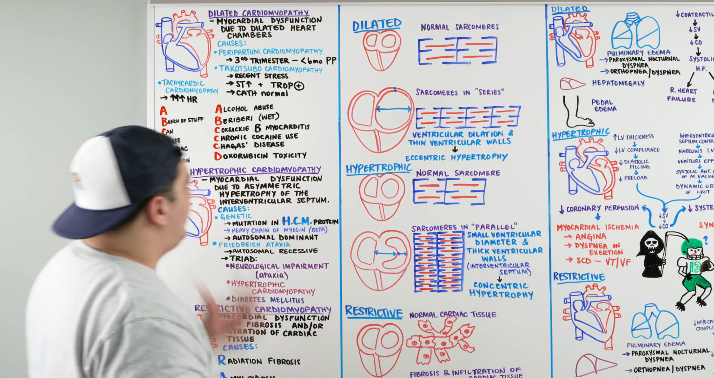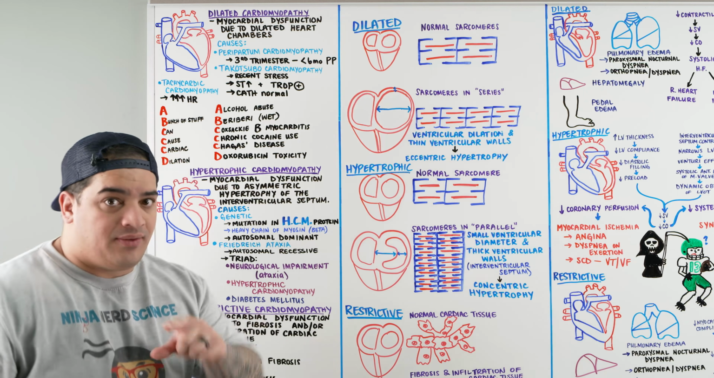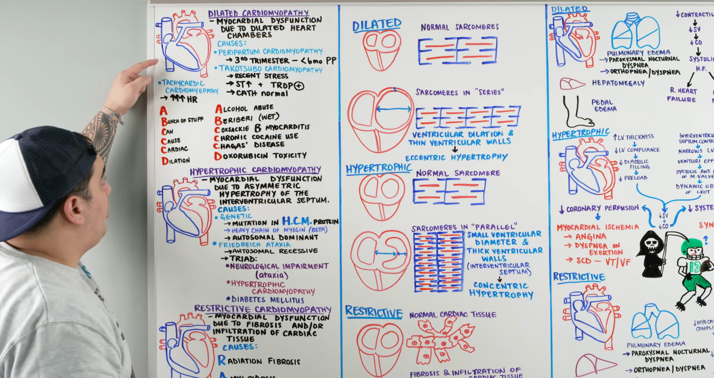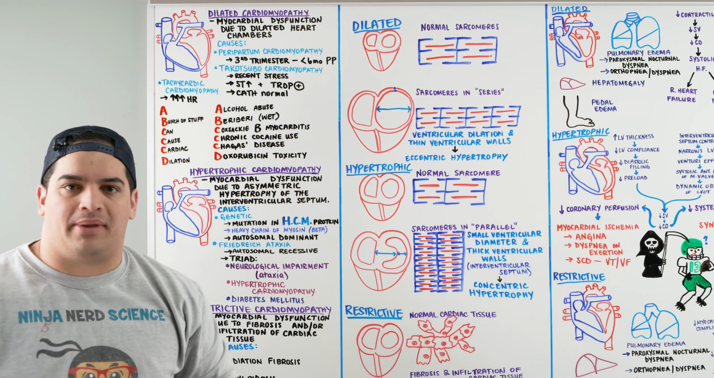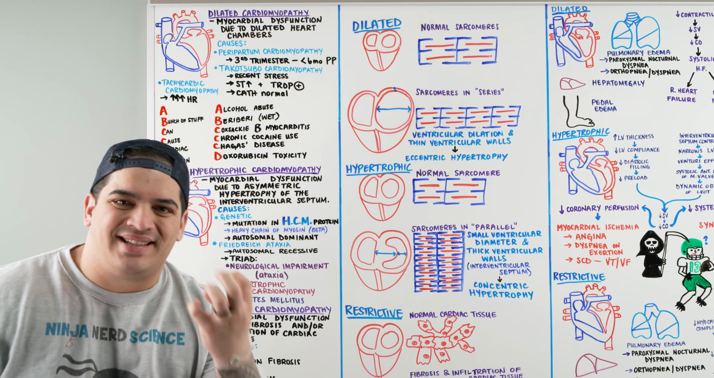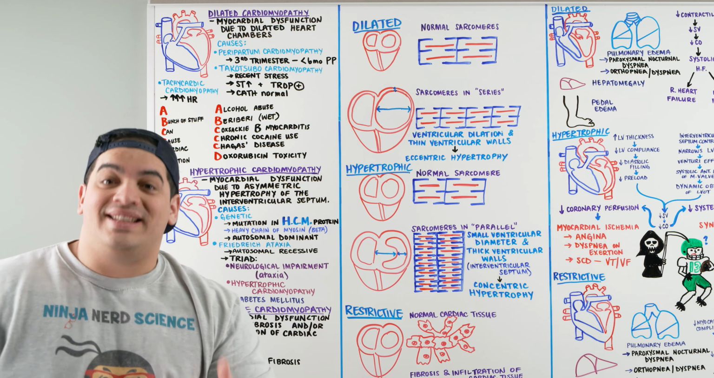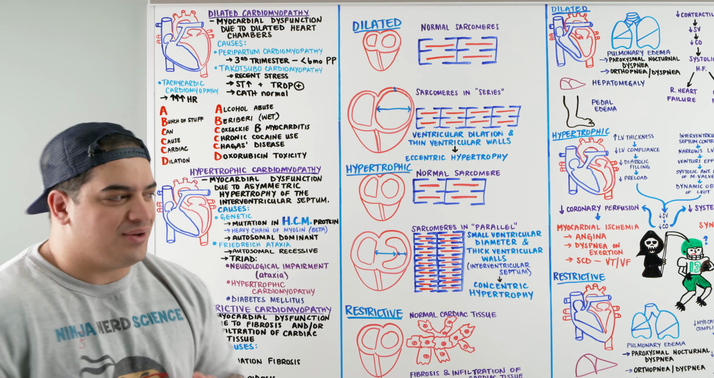All right, so when we talk about cardiomyopathies, there are three different types: dilated cardiomyopathy, hypertrophic cardiomyopathy, and restrictive cardiomyopathy. We should have a good understanding of the basic definition and the particular etiologies or causes for these disorders.